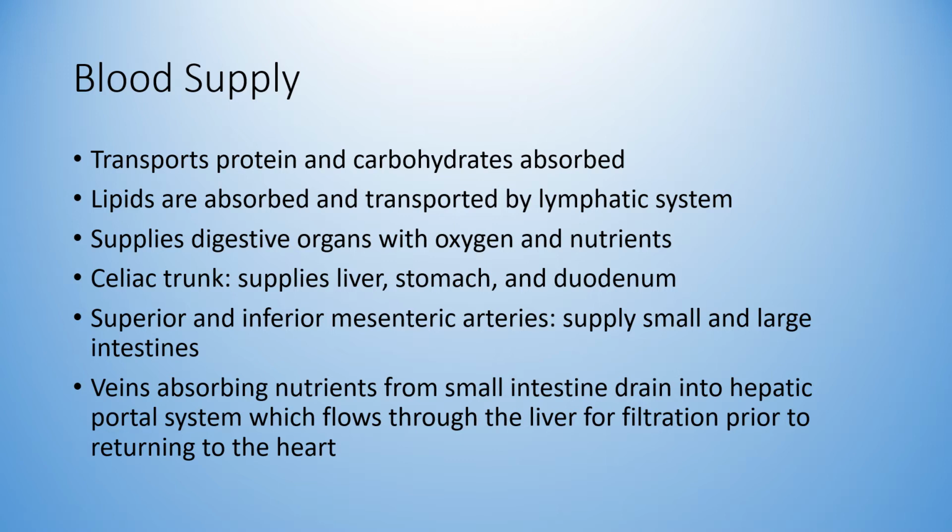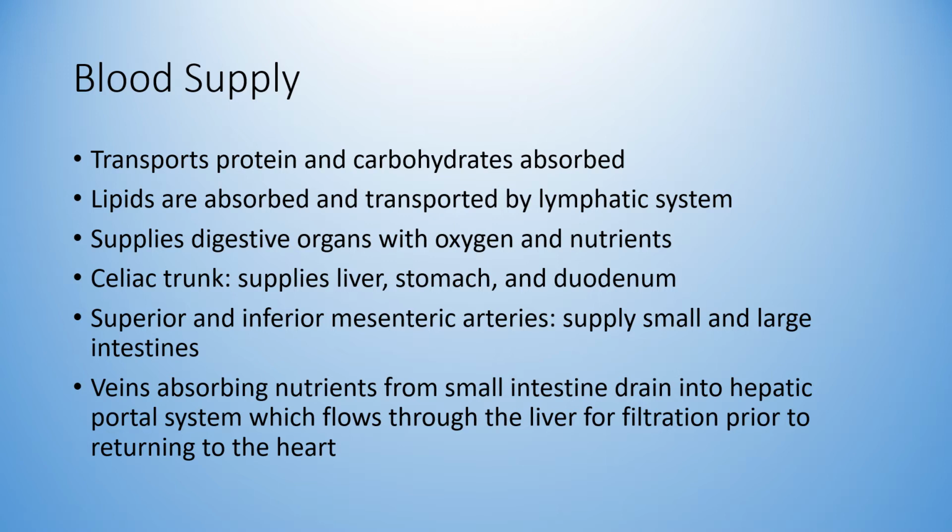You have to supply the digestive organs themselves with oxygen and nutrients to maintain their efficiency of doing their work. The celiac trunk refers to the arteries that are going to supply the liver, the stomach, and the duodenum, which is the uppermost portion of the small intestines. Then the superior and inferior mesenteric arteries are going to supply the rest of the small intestines and all of the large intestines. Veins are absorbing the nutrients from that small intestines. Like I say, absorbing all those nutrients from whatever it was that you consumed.